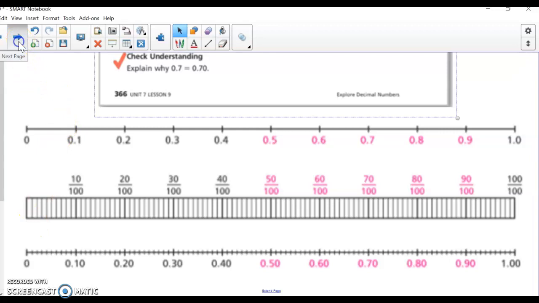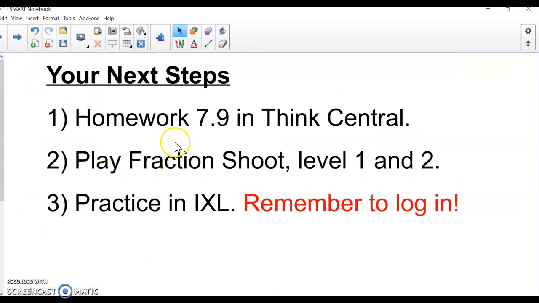All right, so today your next steps are homework 7.9, and then I put a cool game in called Fraction Shoot. We have played it in years past with kids, and it seems to be one that's pretty popular. Level 1 and level 2, and I'll show you that in a second, are ones that you should be able to do after this lesson. You could try level 3, but there is some simplifying that makes it a little bit tougher. And then practice in IXL. Remember, you need to log in, otherwise you're going to get that 10 question limit.